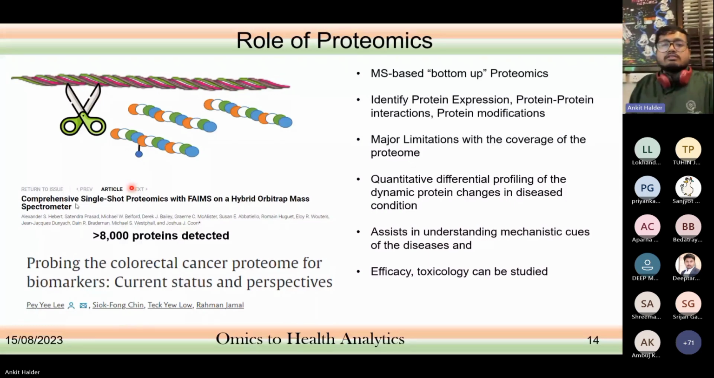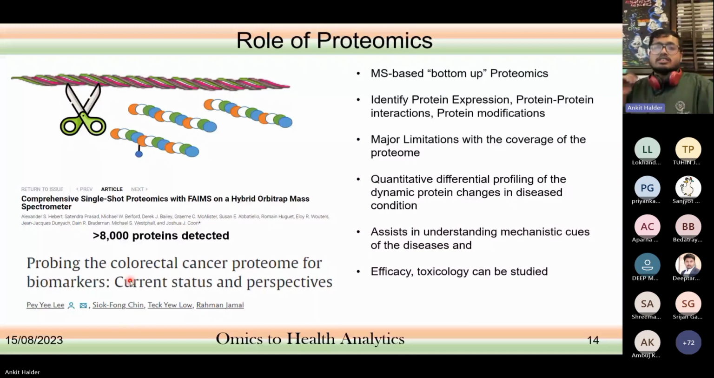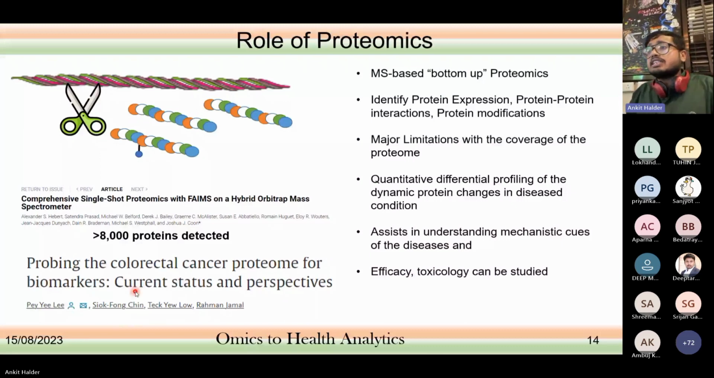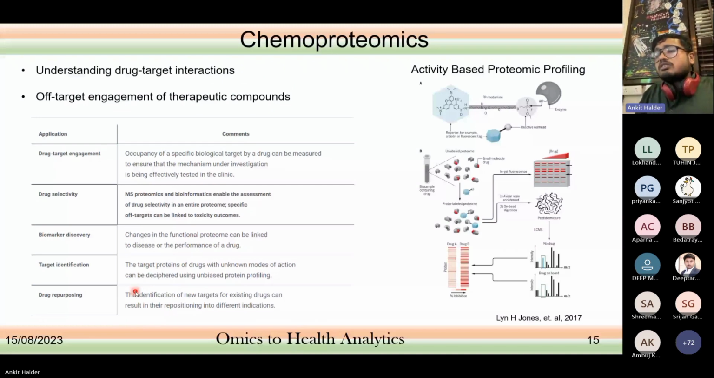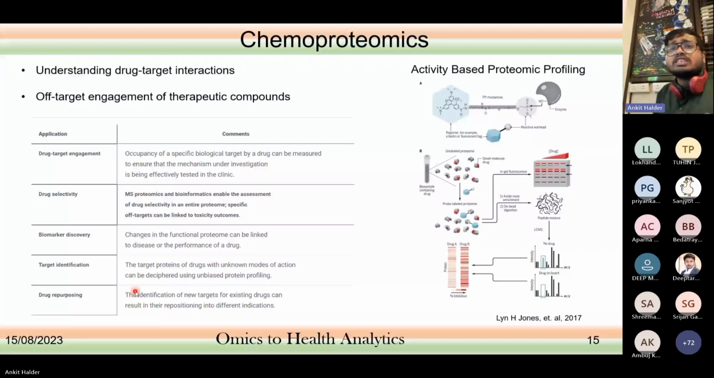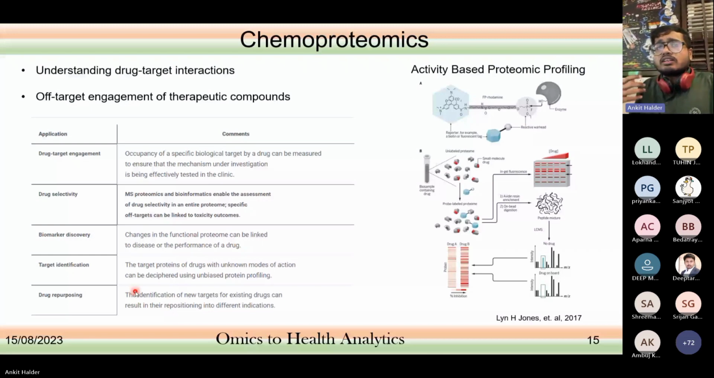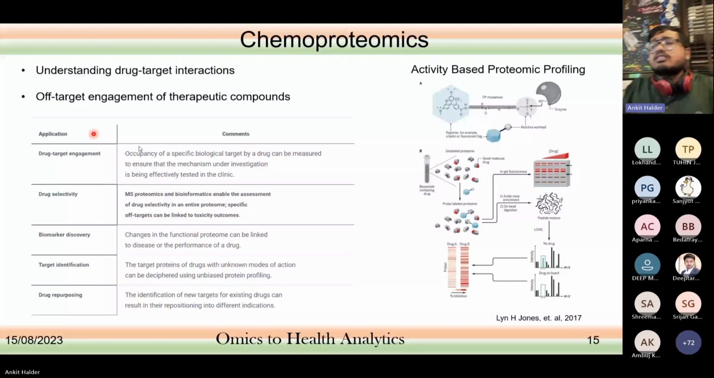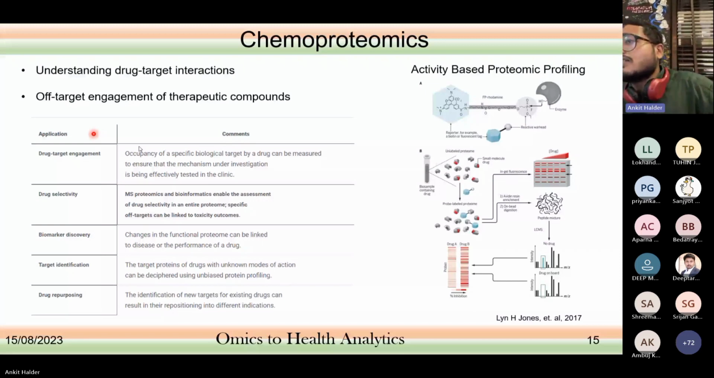And you can see that there are numerous studies that have been using proteomic studies to find out different kinds of biomarkers. So what can we use from proteome profiling? This is the concept of chemoproteomics, which helps us understand drug target interactions and the off target engagement of those. So what is that? Here, generally, the proteins are labeled with some fluorescent labeled molecule which binds to the protein and doesn't let the drug bind.